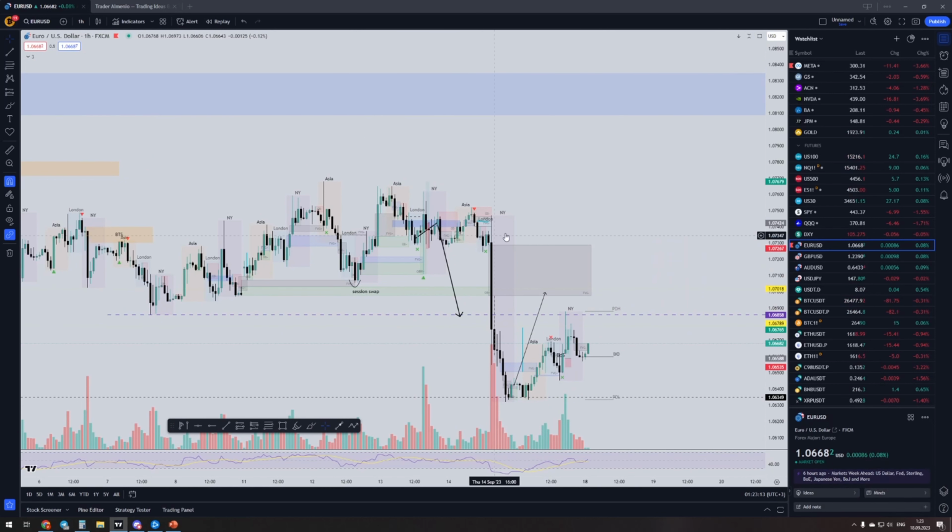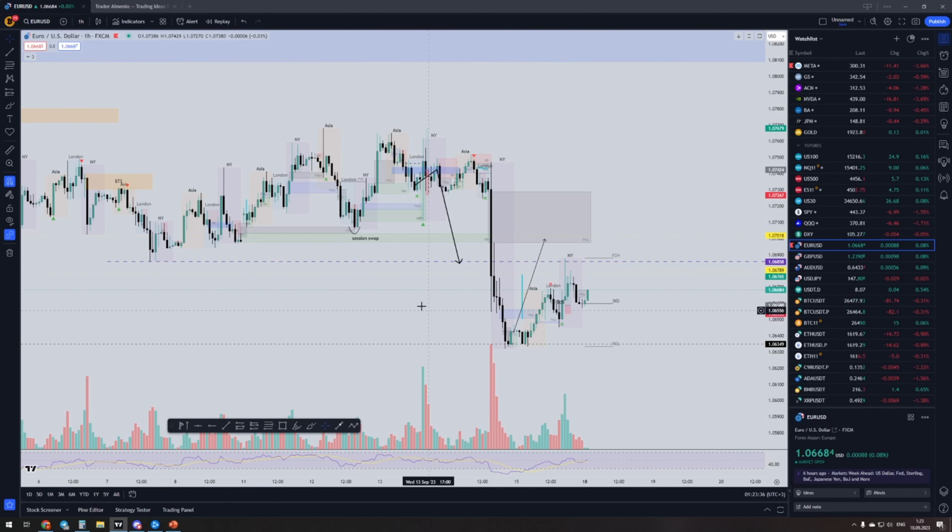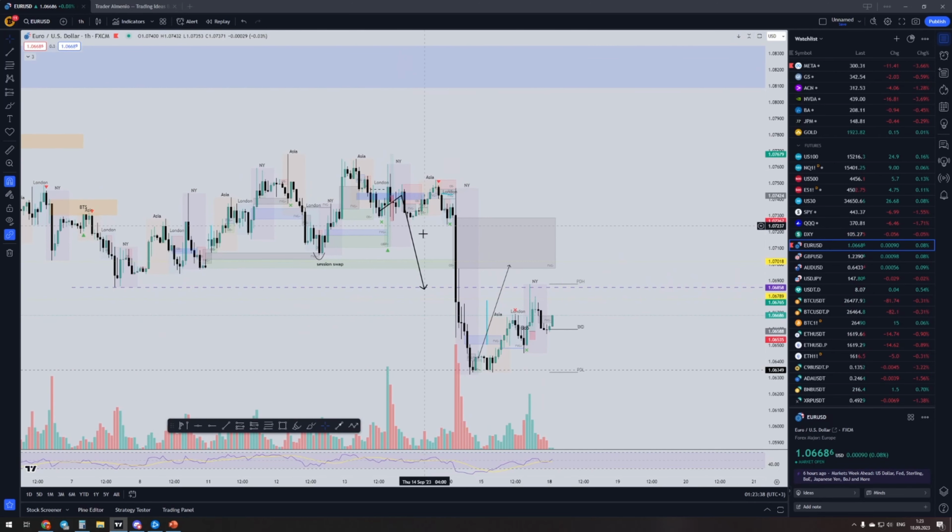Also, this is a fair value gap. A fair value gap is when we have offers from only one side of the market. So here, for example, we didn't have offers from buyers. We had offers only from sellers, because it was an aggressive movement down, and price is always trying to rebalance these gaps. But I'm gonna talk about it in the next video.